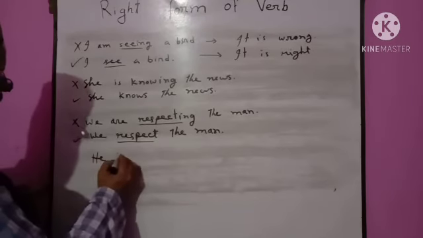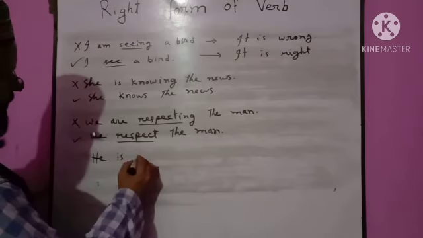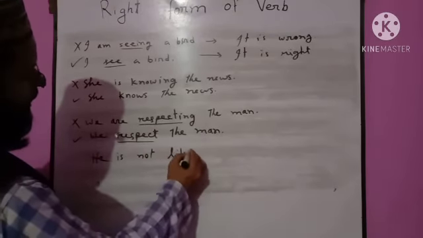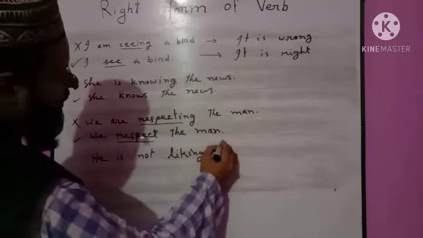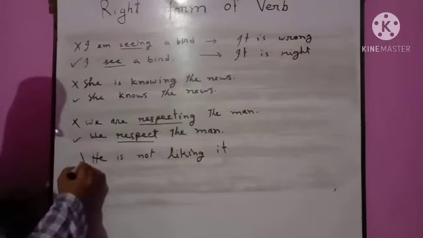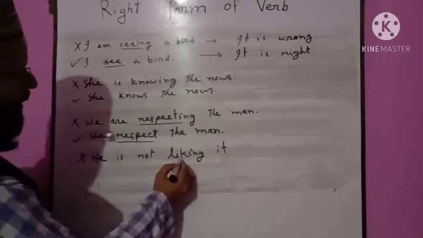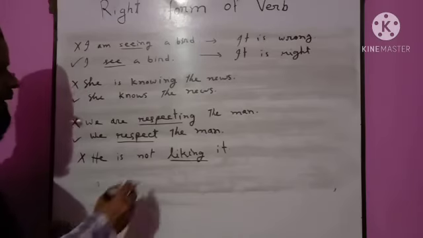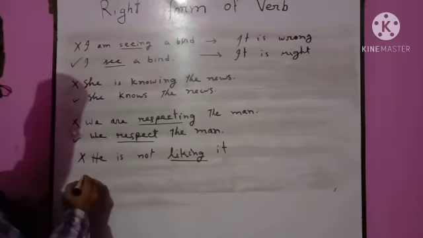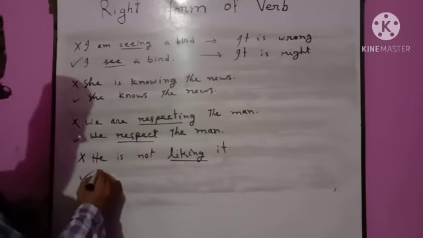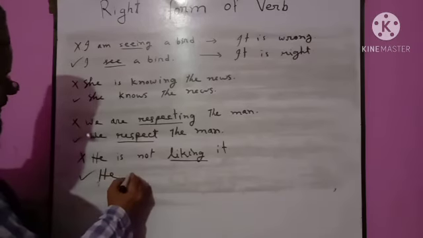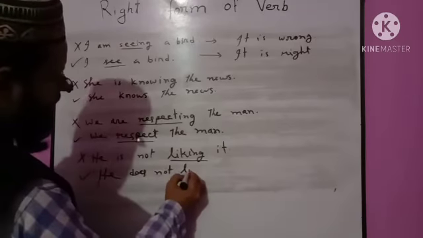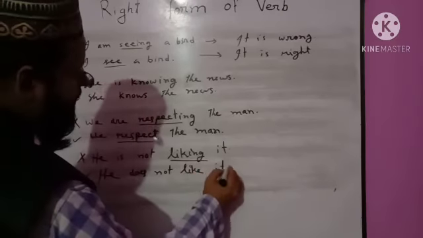He is not liking it. It is wrong. The verb of liking should not be used in continuous tense because it is a mental activity. We should use simple present tense. He does not like it.